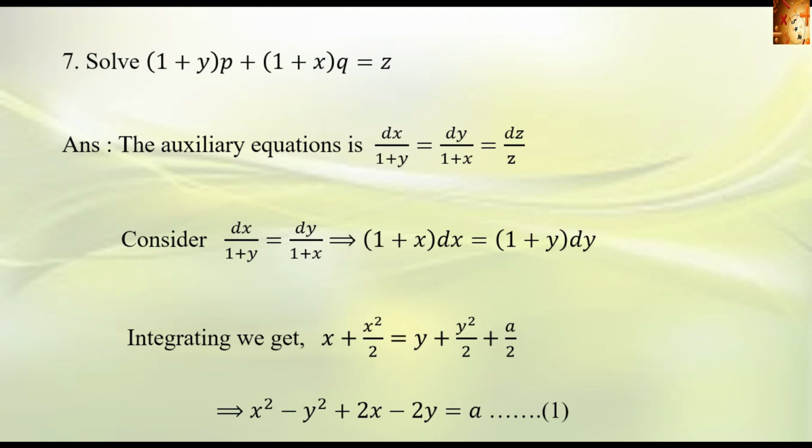Next, we cannot compare any of the remaining fractions. So here we are using the multipliers 1, 1, 0. Then we get dx plus dy divided by 1 plus y plus 1 plus x is equal to d of x plus y plus 2 divided by x plus y plus 2. Because here the denominator part is x plus y plus 2, its derivative is present in the numerator. So we can rewrite it as d of x plus y plus 2 divided by x plus y plus 2.